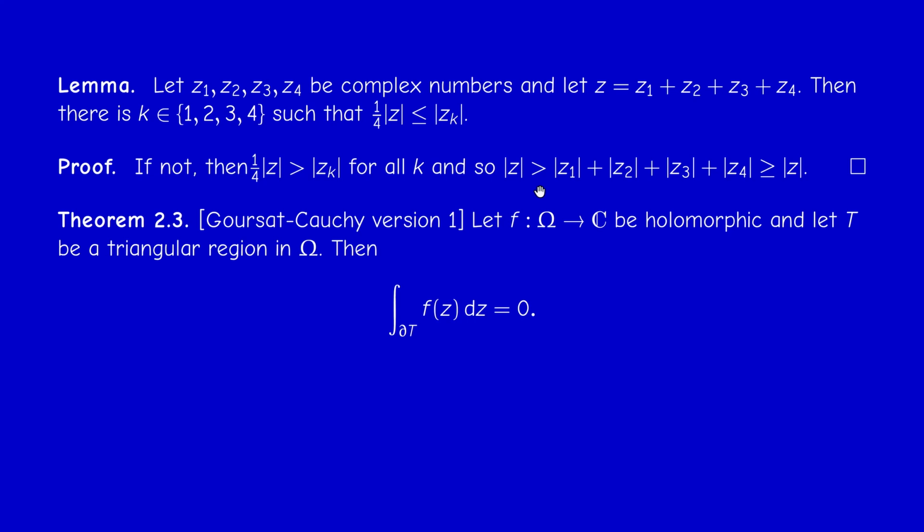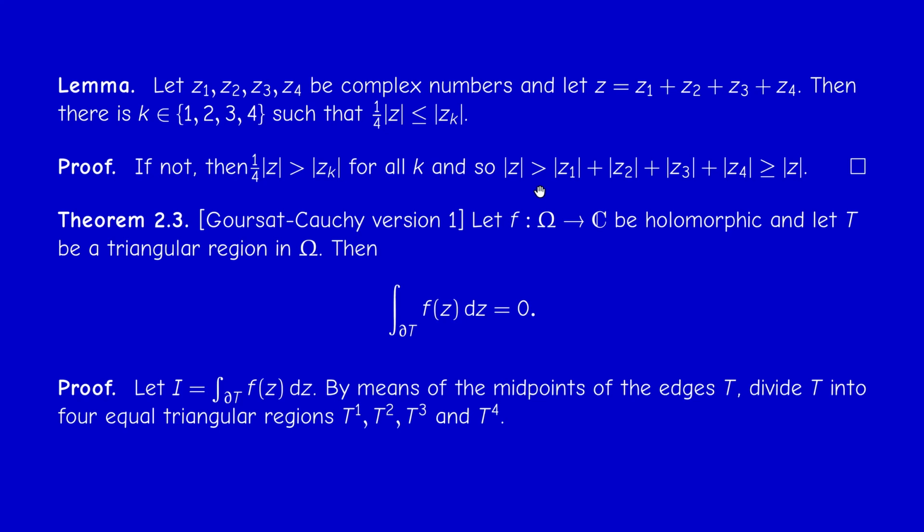Of course, orientation doesn't really matter here, because if the result is true for one orientation, it's true for the opposite, since both are 0. But to fix the idea, we'll orient triangles in the counterclockwise sense. So call I the integral of f. We want to show that I is 0.